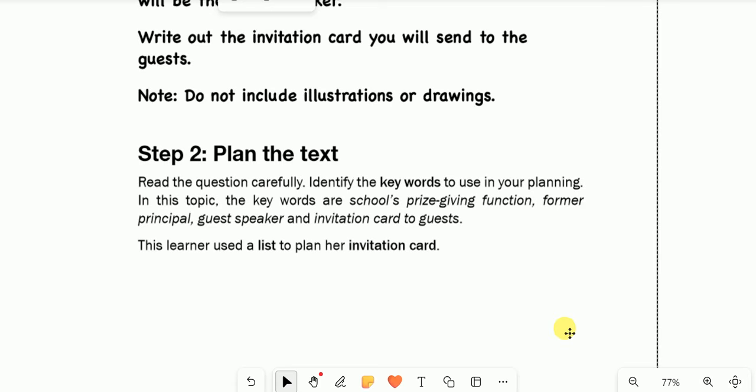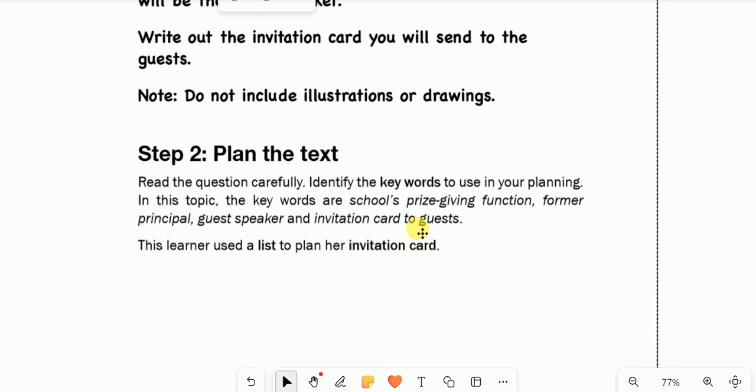So you need to read the question carefully and identify the keywords that you are going to use in your planning. For an example here, we know the nature of the event is a prize giving function, the principal will be the guest speaker, and you need to invite the guests. That is all you need when you start to do your planning. Now let us look into the actual invitation card. You start first by interpreting the question accordingly. No illustrations, no drawings.